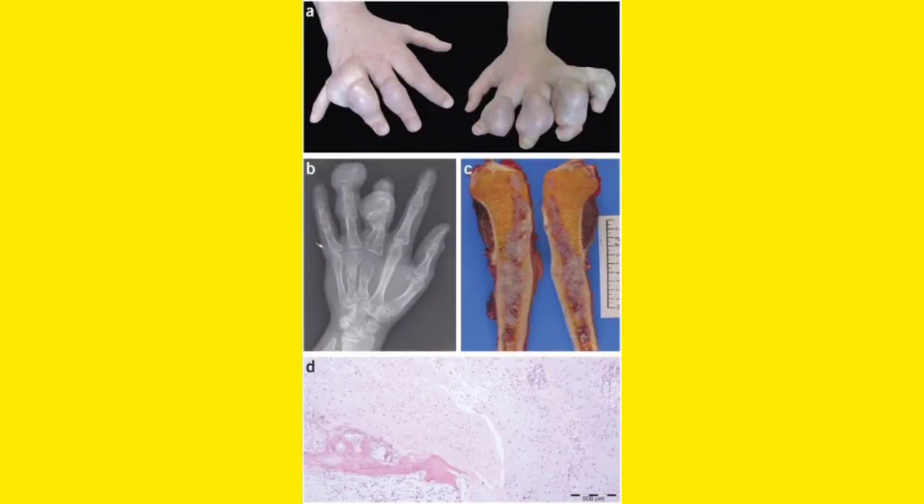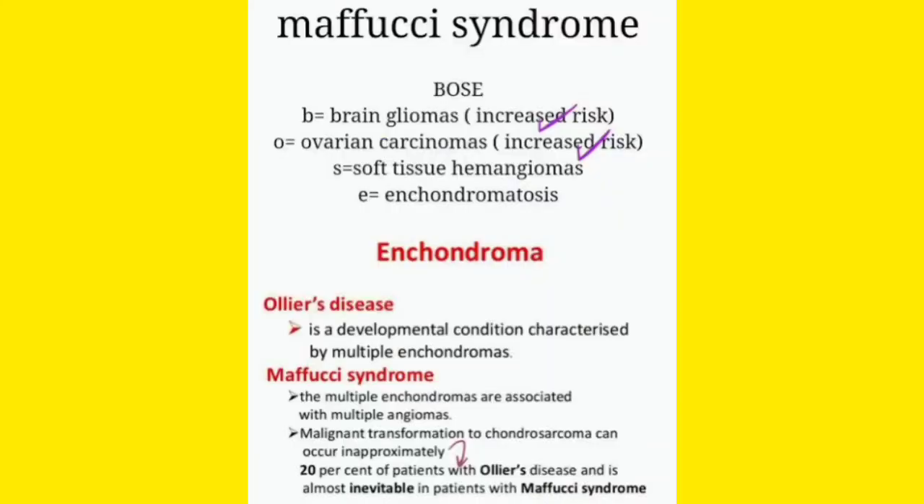Now look at this picture. This picture is showing how Ollier's disease and Maffucci syndrome actually present. Look at picture A, the above picture. You can see how gross it appears, and look at the radiology and pathological pictures. Now I will give you a mnemonic of Maffucci syndrome.